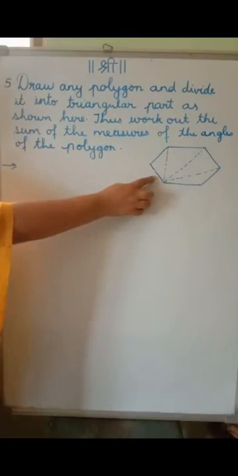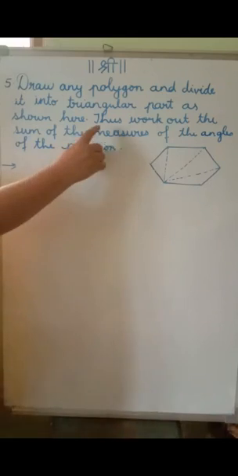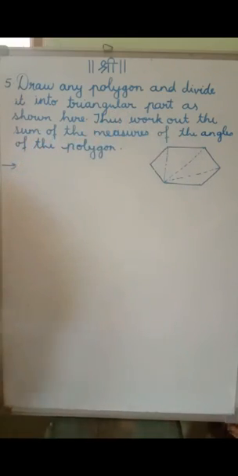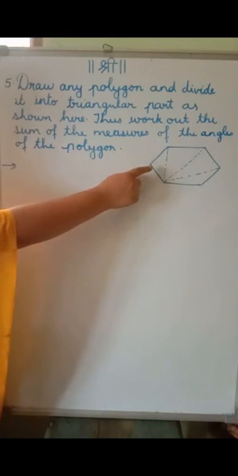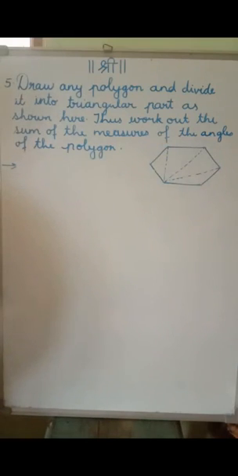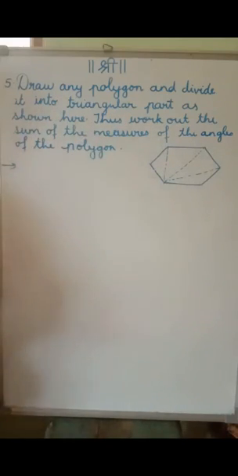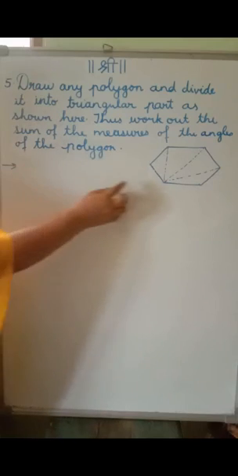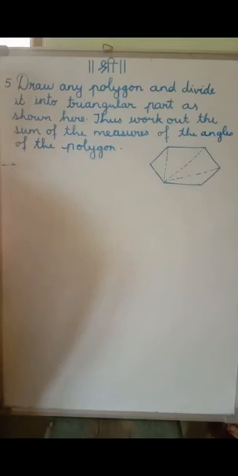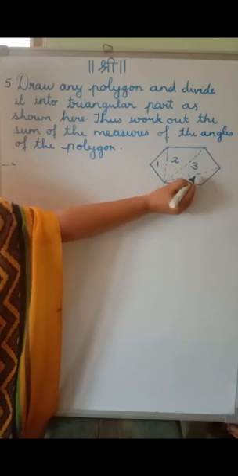So I have taken the same diagram which is there in your textbook. After that, work out the sum of the measures of the angles of the polygon. Means you have to find the addition of the angles of this polygon. How many angles are there? 6 angles, yes. So when we add those 6 angles, what will be the measure? That we have to find out. Now how to find out? See here. First, children, we will count the number of triangles in this polygon. So the number of triangles are 1, 2, 3 and 4.